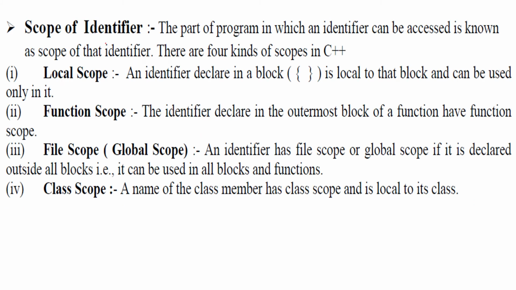What is the scope of the identifier? The part of the program in which the identifier, variable or value can be accessed is known as the scope. We have four kinds of scope. The first is the local scope, in the block, only in the braces. An identifier declared in a block is local to that block and can be used only inside these braces, not outside.